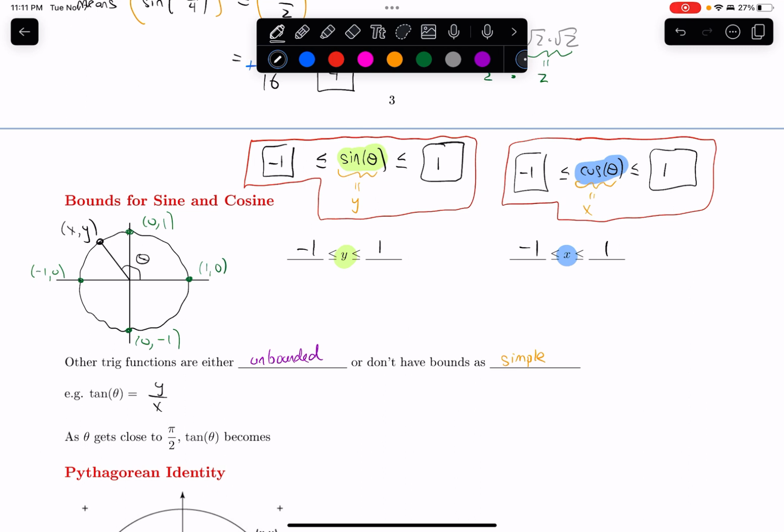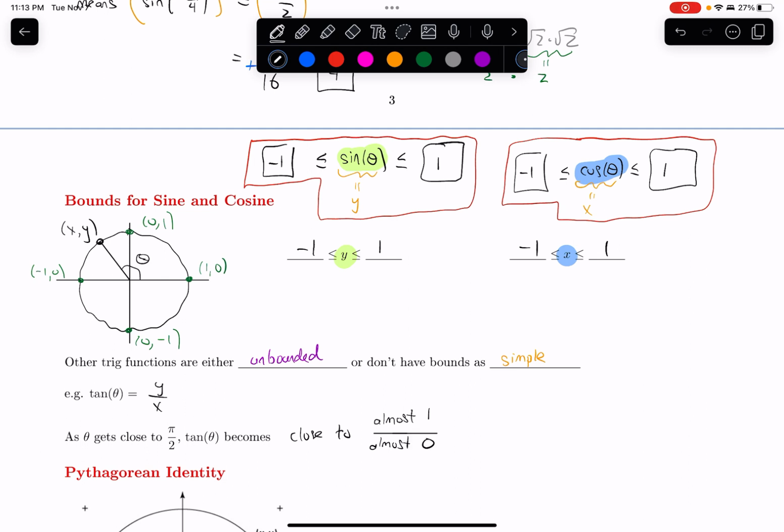It turns out tangent is unbounded. There aren't just two numbers that the output will always be between. One way I can see that is if I let my angle get really close to pi over 2. Remember, pi over 2 is the angle up top, my 90-degree mark. As my angle gets really, really close to this spot, the y value gets really close to this y value, so that y value becomes almost 1. And as I get really close to this angle, the x coordinate gets really close to 0. My denominator of tangent is x, and that x value is going to be almost 0.